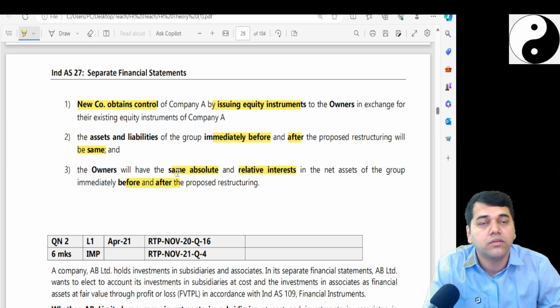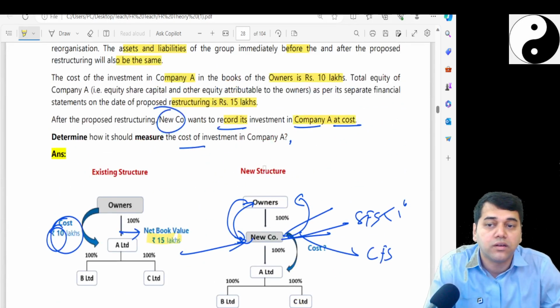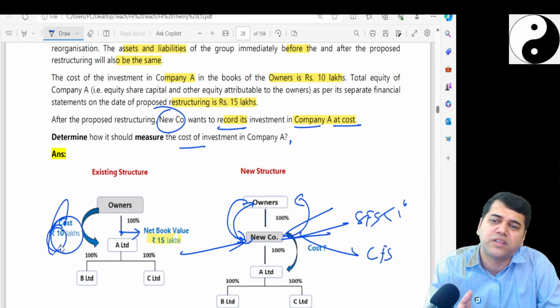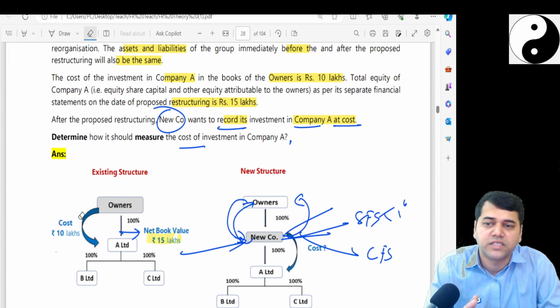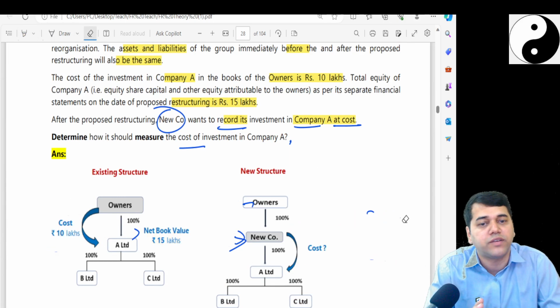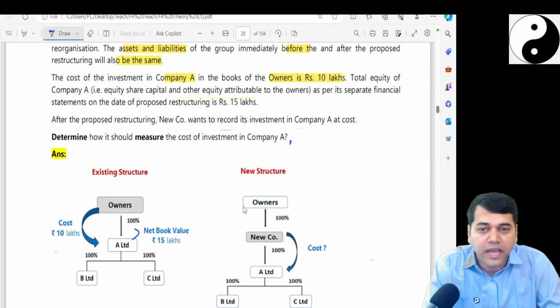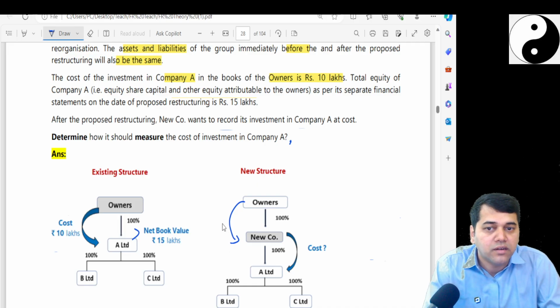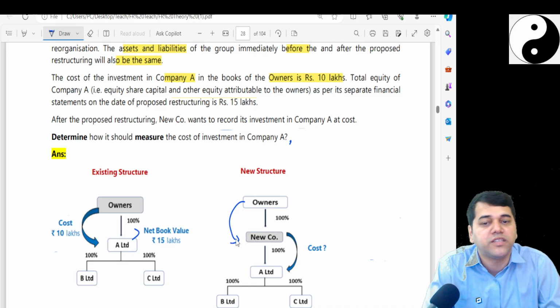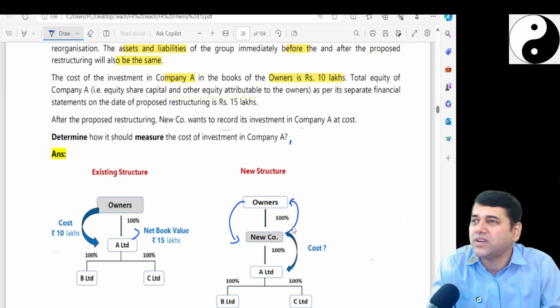Now, sorry, 10 lakh is what they have invested once upon a time. This 10 lakh is what they have invested once upon a time. Now, what they have given? How much worth they have given? See, these people have given to them shares. Now, what is the value of the share?